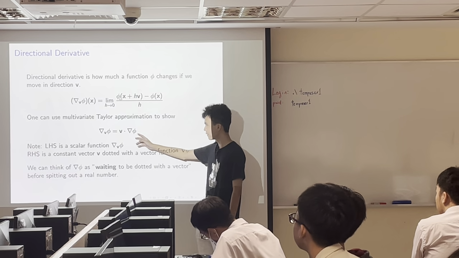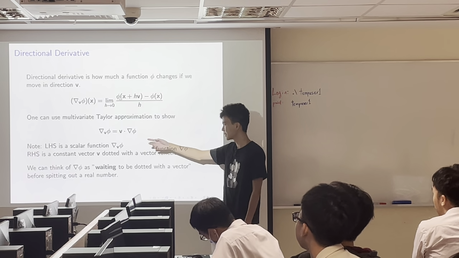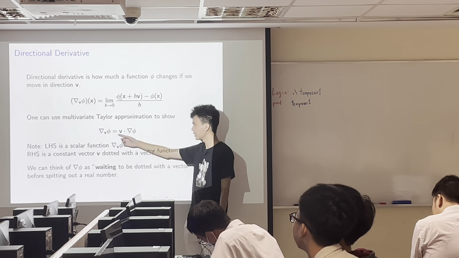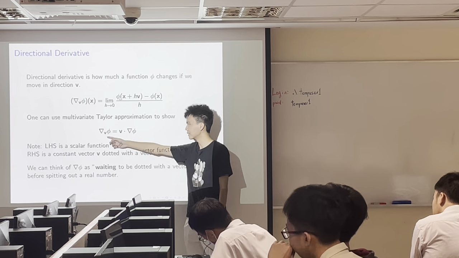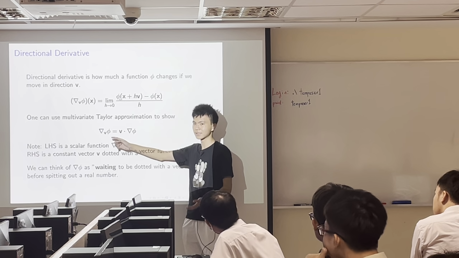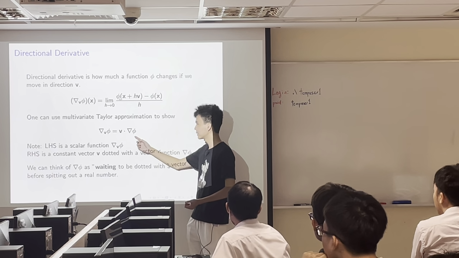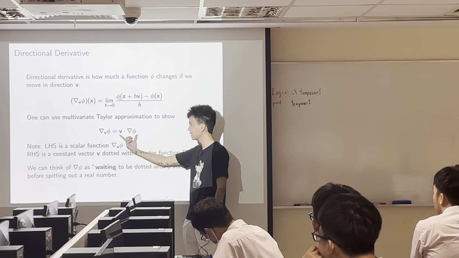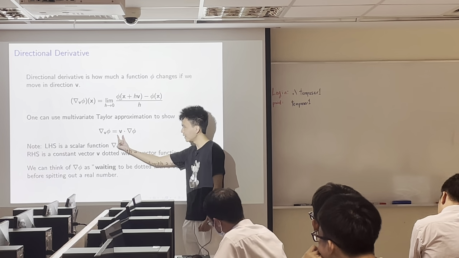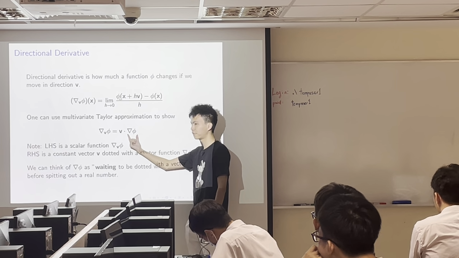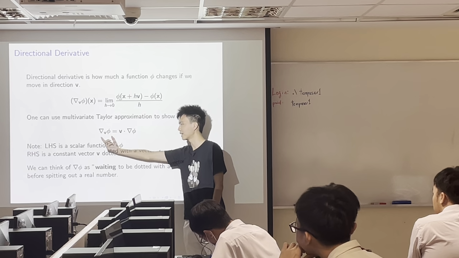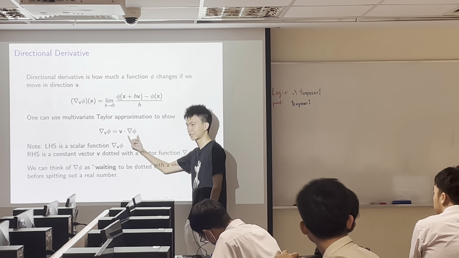Okay, so first of all, let me just mention something that you should take note of, which is that the left hand side of this equation is the directional derivative, which means the left hand side is a scalar. The right hand side is a scalar also, right? Because scalar must equal scalar. But how is the right hand side constructed? It's taking a vector v dotted with a vector field grad phi. Right, so the left hand side is just a directional derivative, a scalar. The right hand side is a vector dot a vector field.